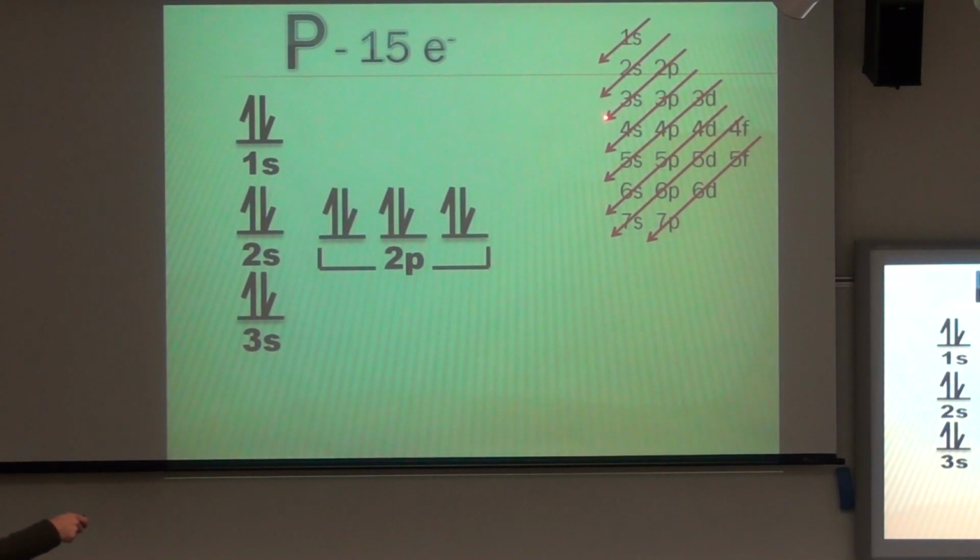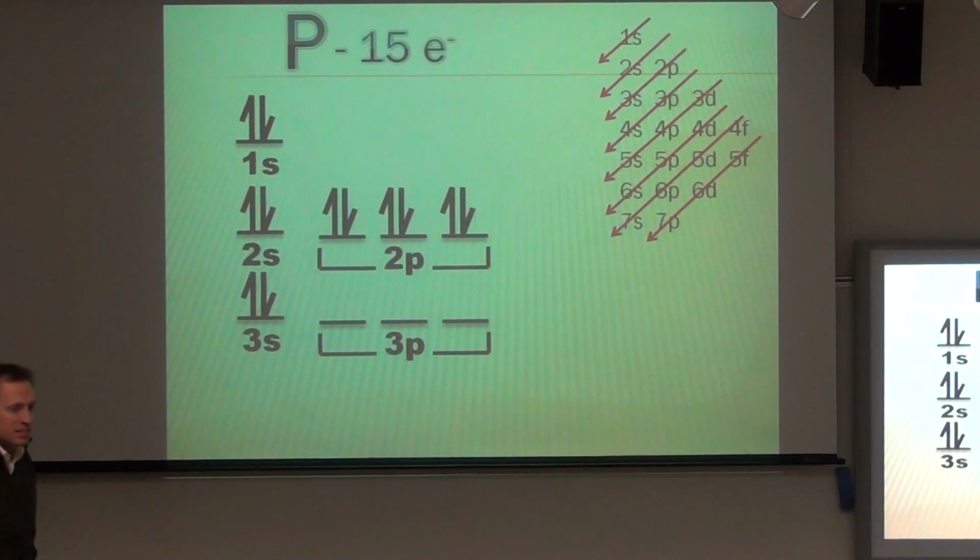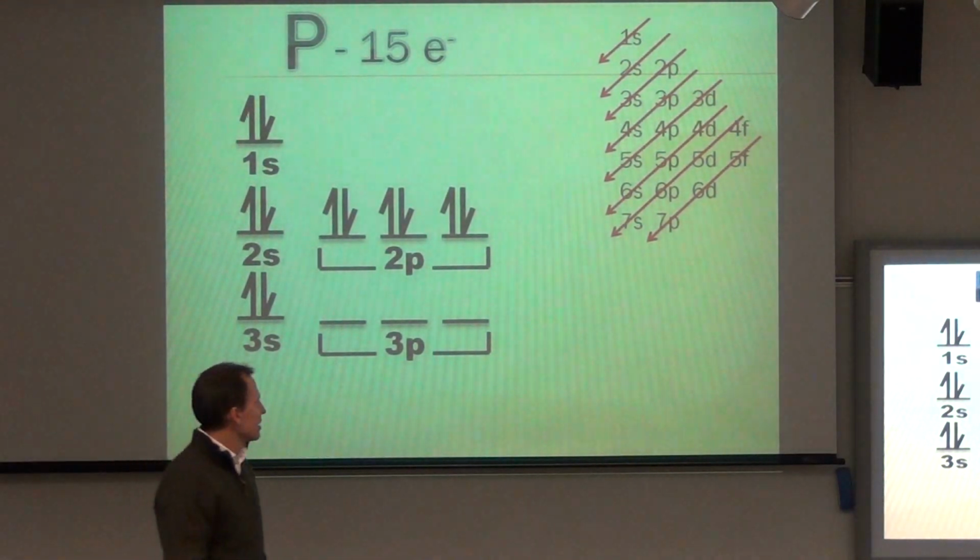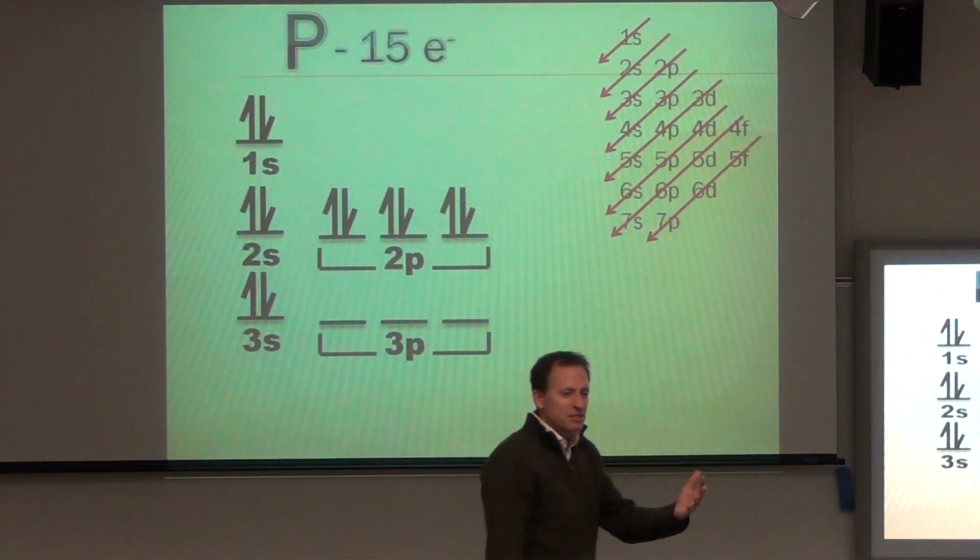After 3s, oh, I'm at the end of my line again. Go up to the next line. Oh, 3p. It's on the third level. It's in the p column. So I write a p. P's at 3 lines. And I have how many left? Don't I only have 3 left?